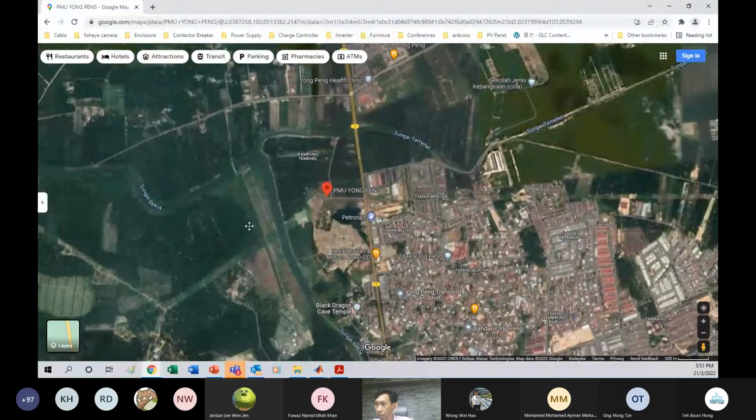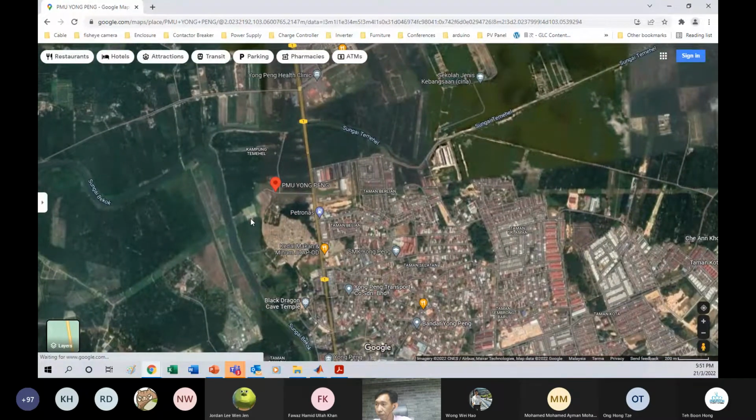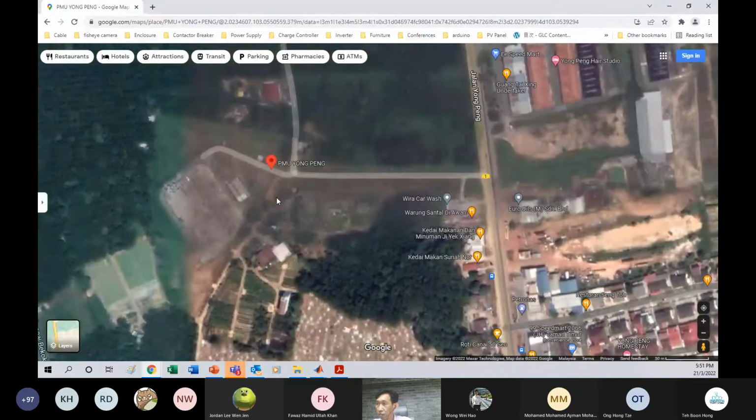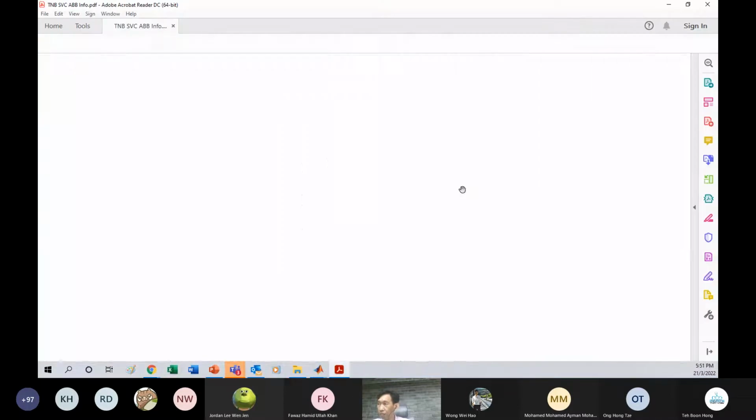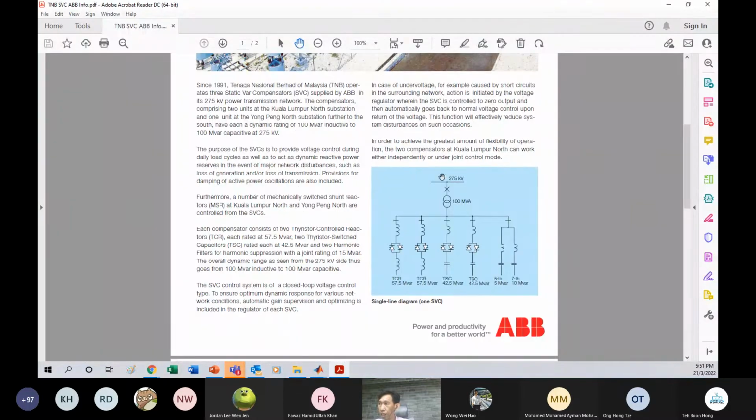Okay, it's located down here. In fact, you can actually tap at any point of the 275 kV. It just depends on which part. For example, in this one, this is the 275 kV, right? The whole line from one point to another point. You can tap in the middle, okay? You can tap anywhere, as long as you inject, you change this thing, right?